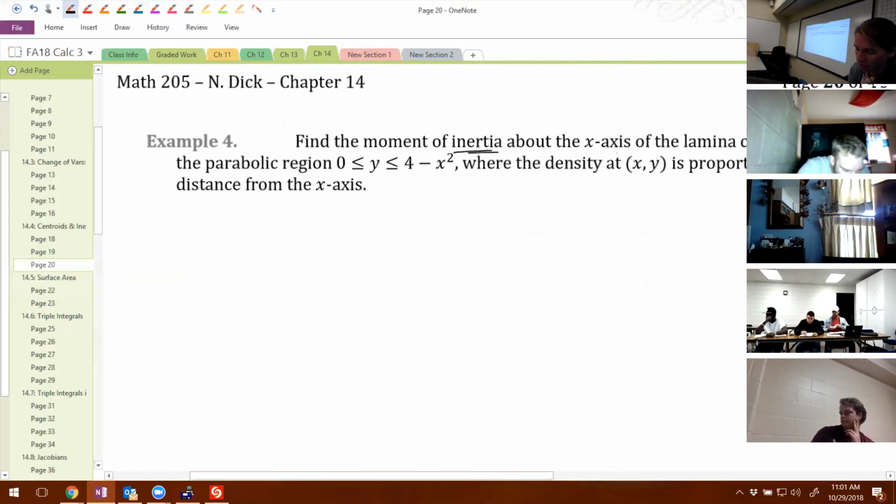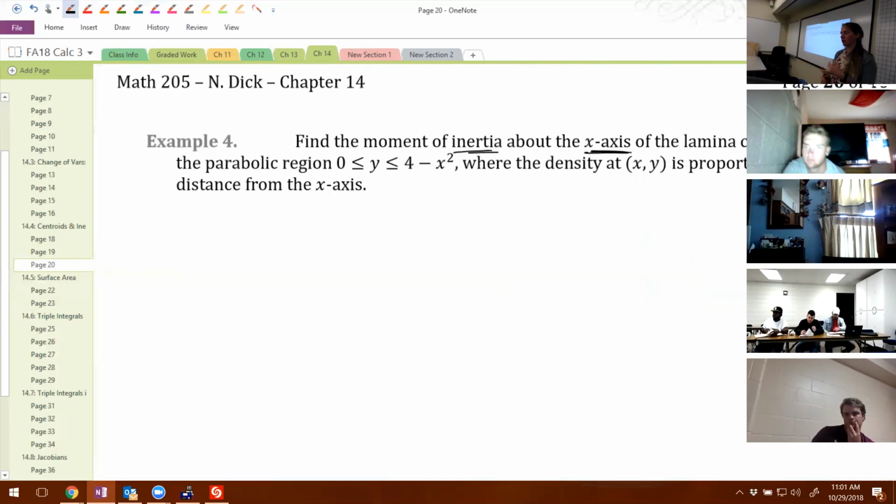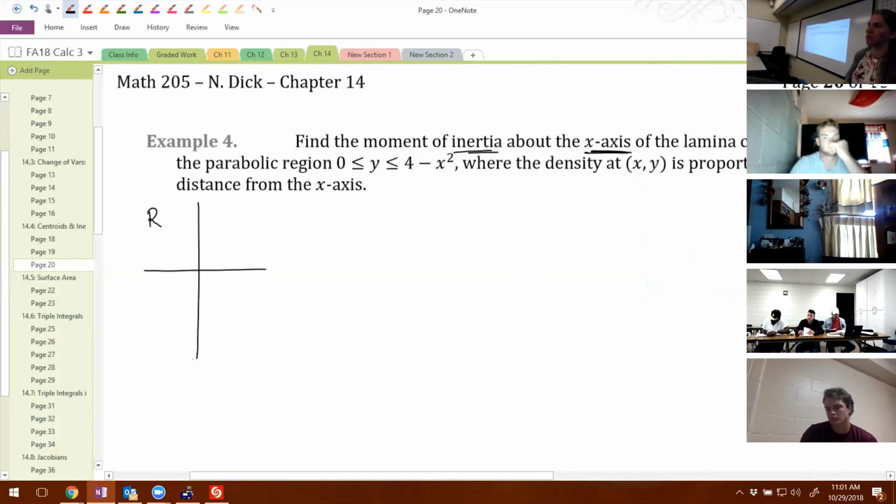Since we're doing moment of inertia about the x-axis, it'll be that first formula on the previous page. So we need to define what the region is, decide if we're going to use polar coordinates or rectangular coordinates, and also figure out a formula for our density. Let's start with that region. And like Stephanie said, yes, I do suggest graphing this basically every time.